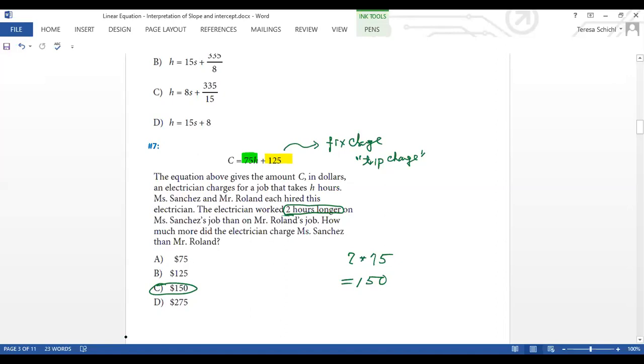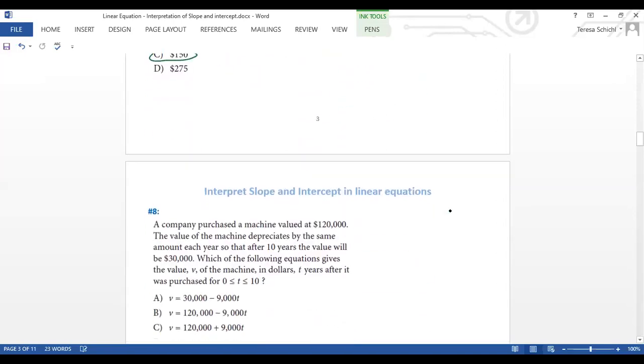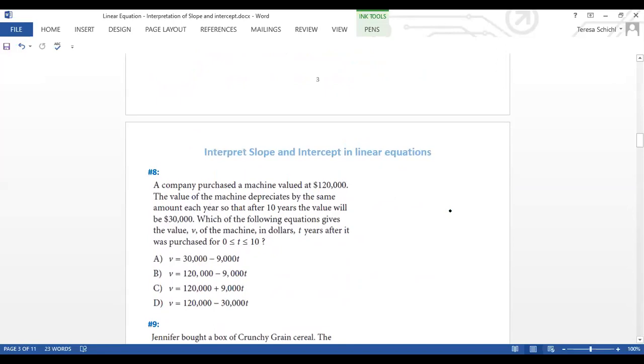Okay, good. Like I said, this type of problem is very simple and easy, and you shouldn't spend much time. Just read it carefully and pick out the key information, right? Okay, now let's take a look at number 8 here, to see if we can find the equation.